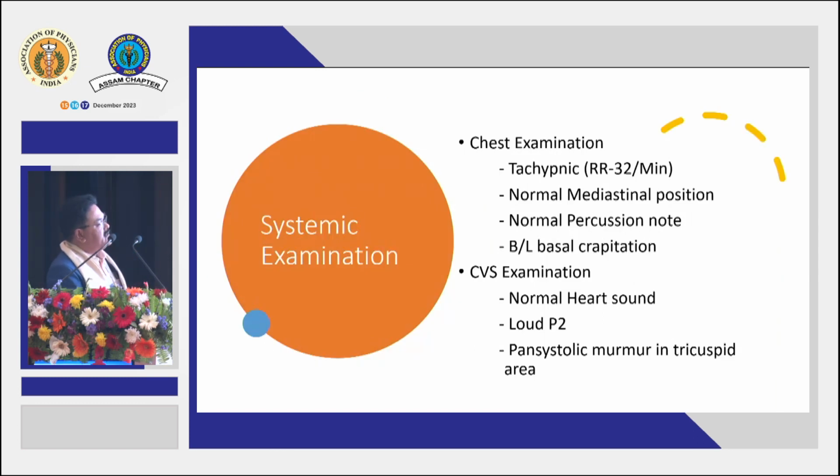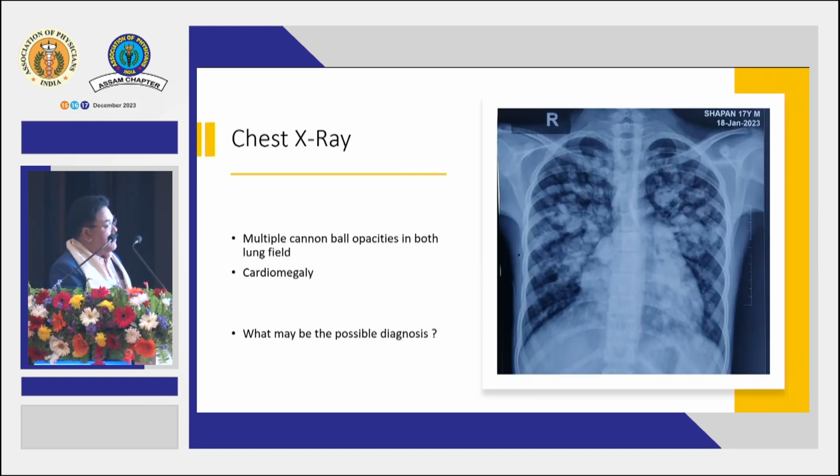On chest examination, there is tachypnea and bilateral basal crepitations, and on cardiovascular examination, there are a loud P2 and a pansystolic murmur in the tricuspid area. A chest X-ray was done in Silchar 1 month back. It shows multiple round opacities in both lung fields.